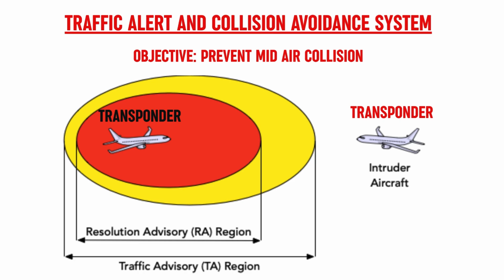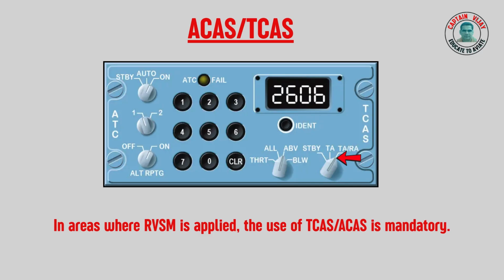In RVSM airspace, TCAS is mandatory. So if TCAS is not working or not available, you cannot fly in RVSM airspace. And the flight levels between 290 and 410 are not available for use in RVSM airspace without TCAS.